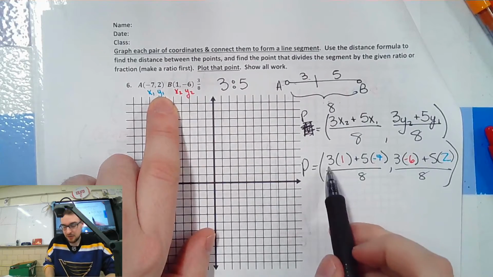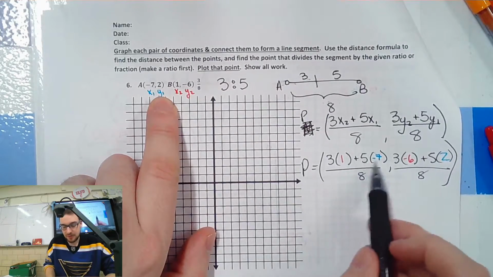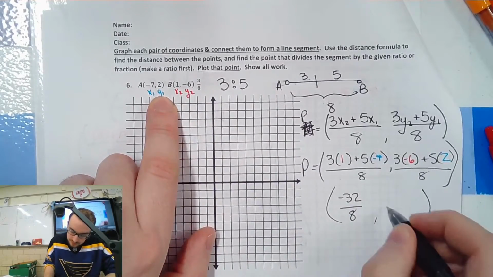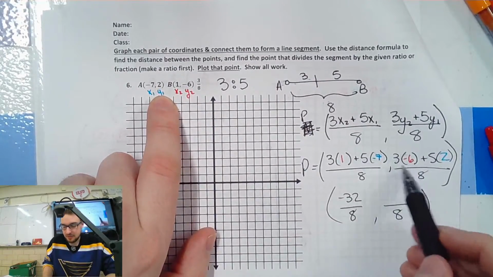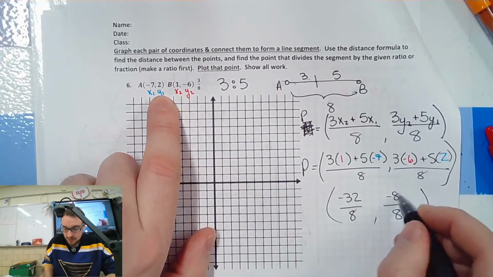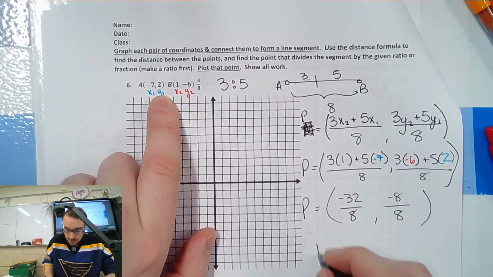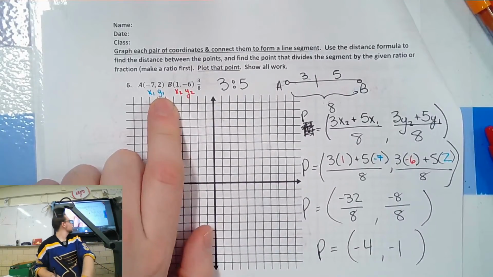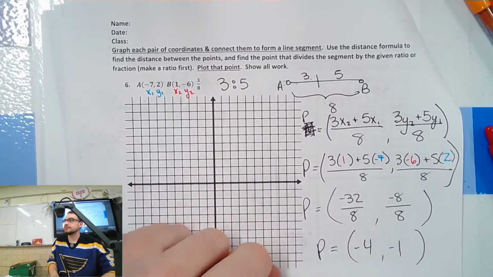Now we're going to do math. 3 is what we get there. Negative 35 here. So negative 32 over 8. Negative 18 plus 10, negative 8. So P is going to be negative 4, negative 1, because that's what they divide to.